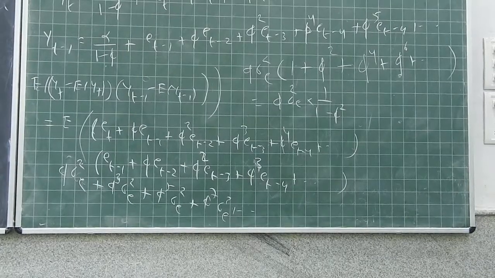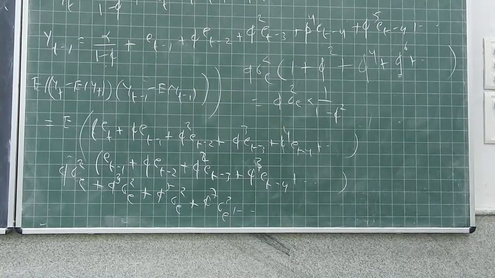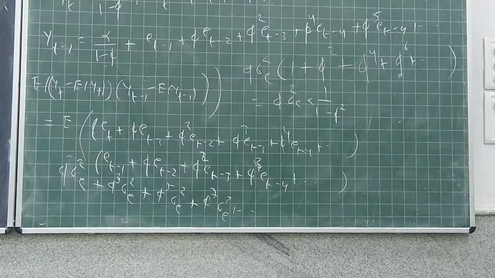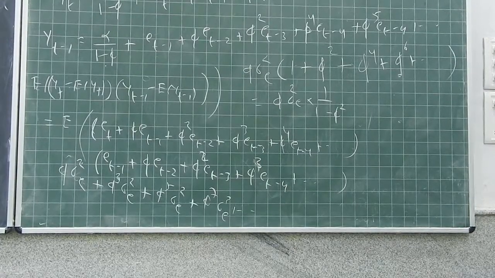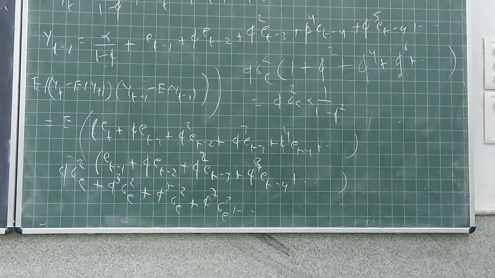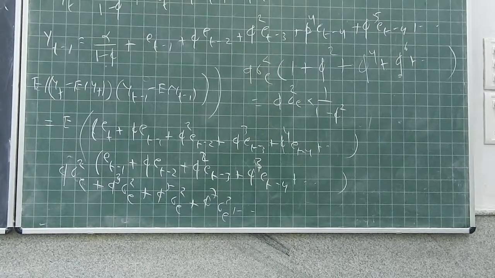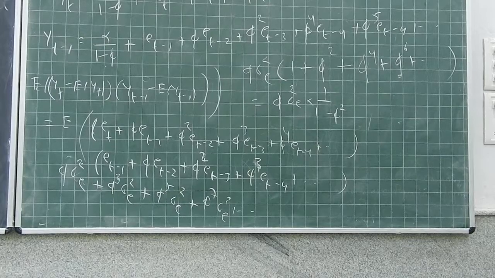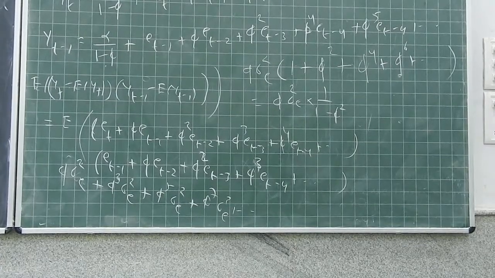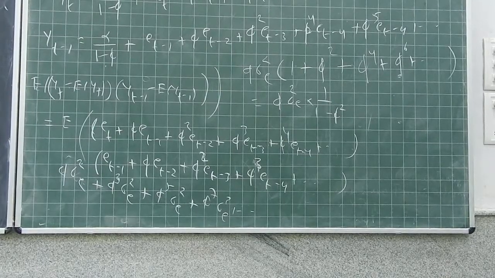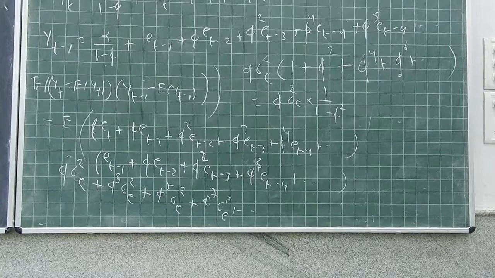Only 5, yeah. 5 sigma square e upon 1 minus 5 square. Right? This is the point. So, the variance here is constant. The covariance here is constant. Right? So, the covariance here is constant. What can you say about the covariance here?